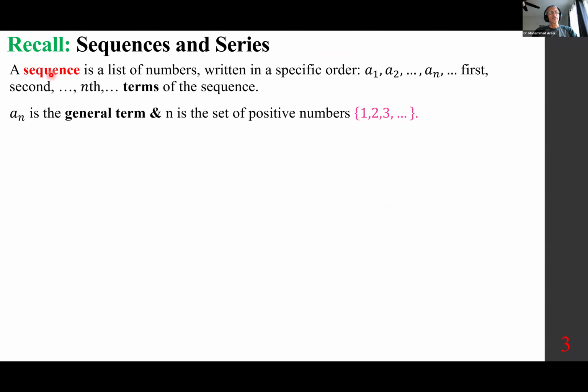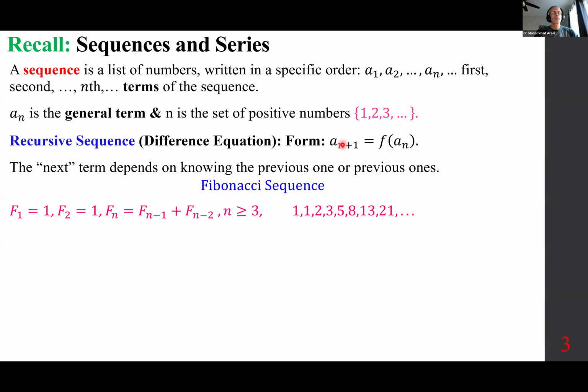What did we cover? Recall, a sequence is a list of numbers written in a specific order, a sub 1, a sub 2, all the way to a sub n, the first, second, all the way to nth term of the sequence. A sub n is the general term, and n is the set of positive numbers, 1, 2, 3, also known as whole numbers or counting numbers.